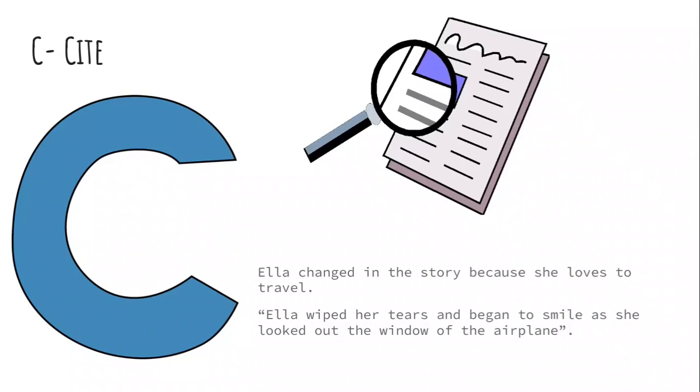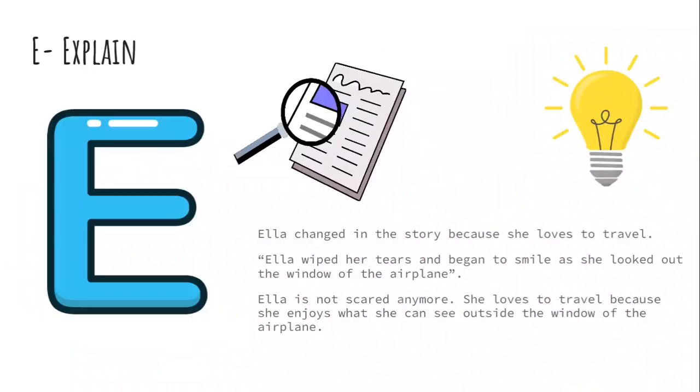And so, when you do this by yourself, or when we do it together, you're gonna have to look back at the story and find a sentence that gave you the answer. Then you just copy it down in your answer. Okay. Finally, E for explain.